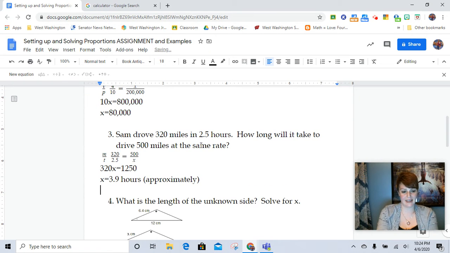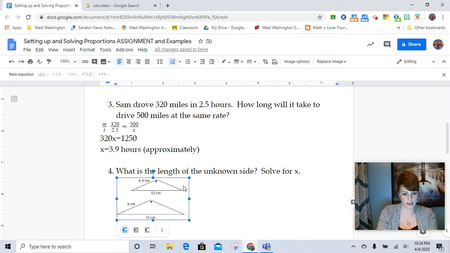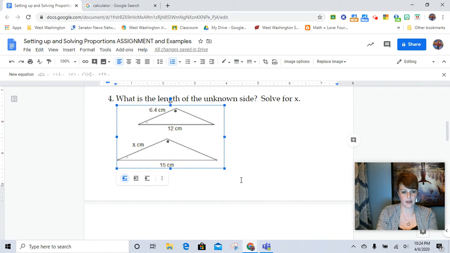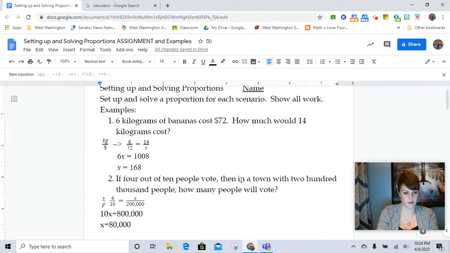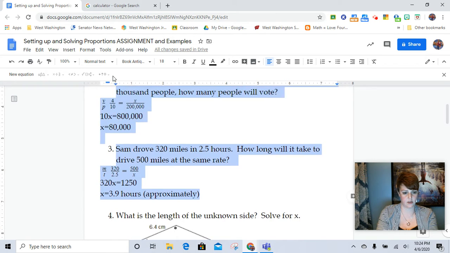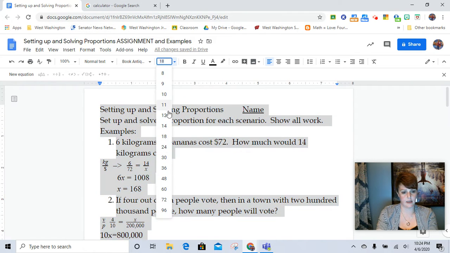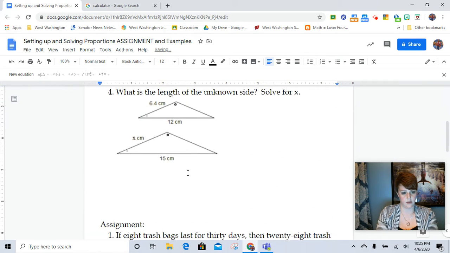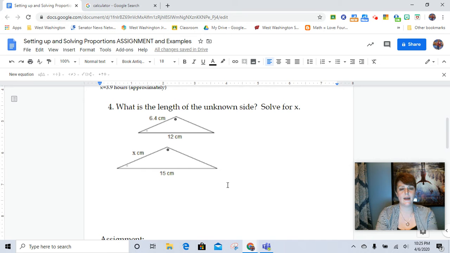All right, last one. So this one is, let me see if I can blow this picture up just a little bit. This one is about a picture. And I would actually like to make all of this up here just a wee bit smaller so that I can keep it all on the same page. There we go. All right, so what is the length of the unknown side? In all of the other problems, we have had words that tell us what should go on top, what should go on the bottom to keep it the same. These could go a couple of different ways.